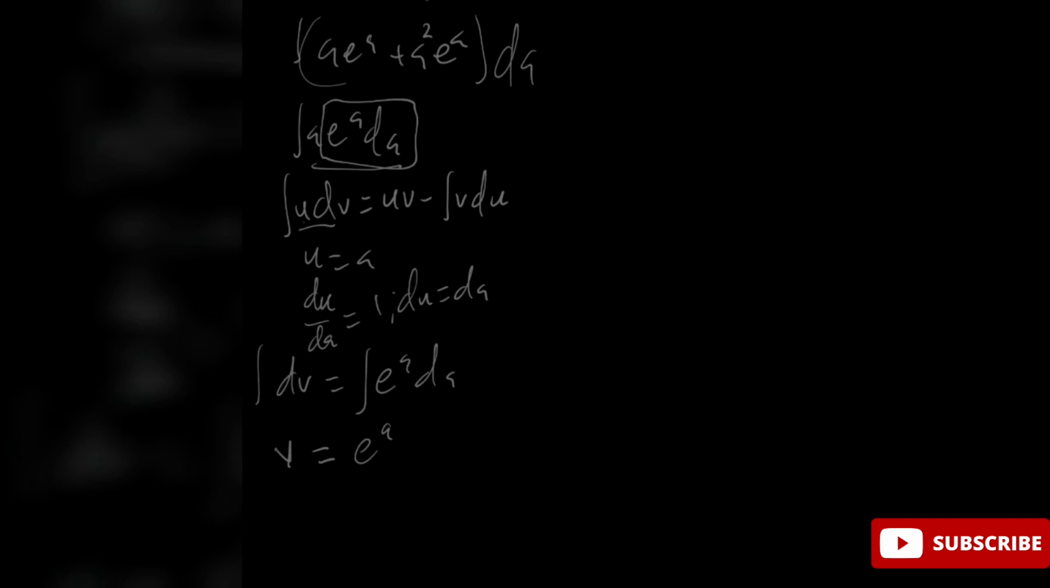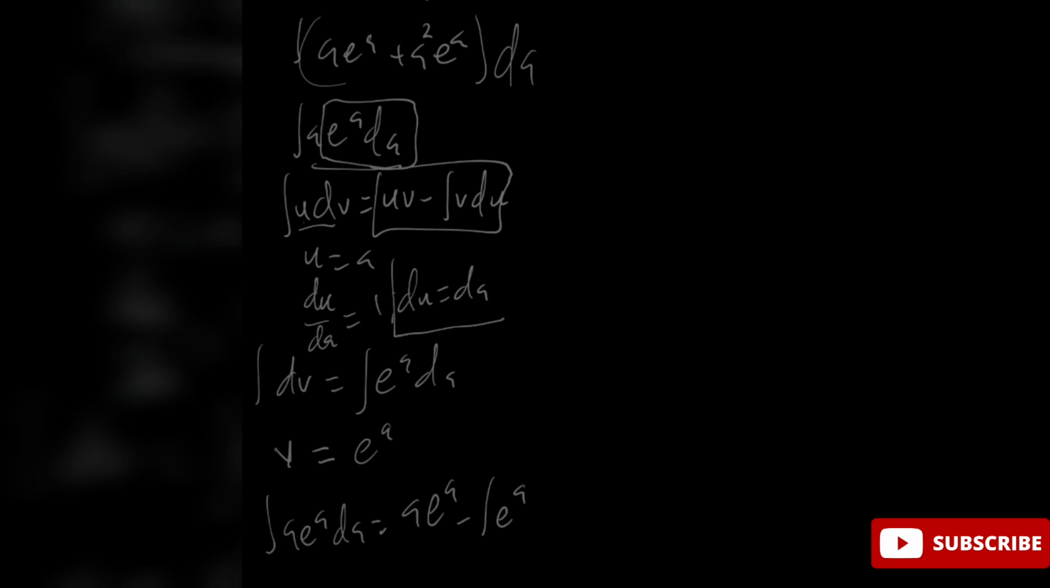So that means the integral of a e power a da, going by this formula, will be: u is a, and v is e power a, minus the integral of v du. v is e power a, and du is now da from this side, so we get this. Now if you integrate e power a, it is the same thing as e power a. So this will be the integral for this one right here.